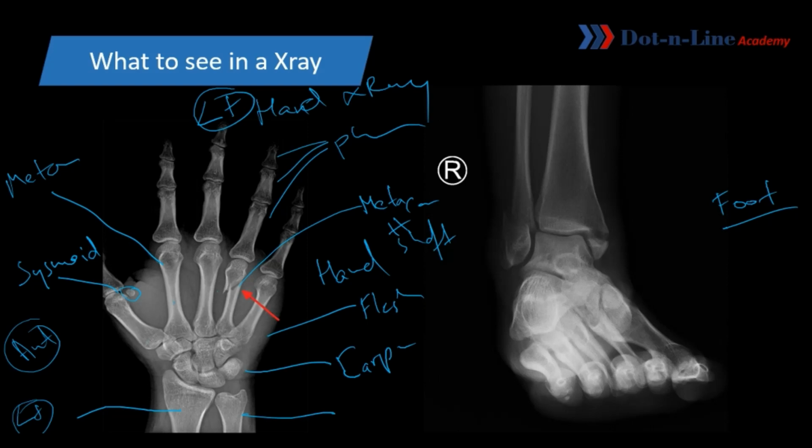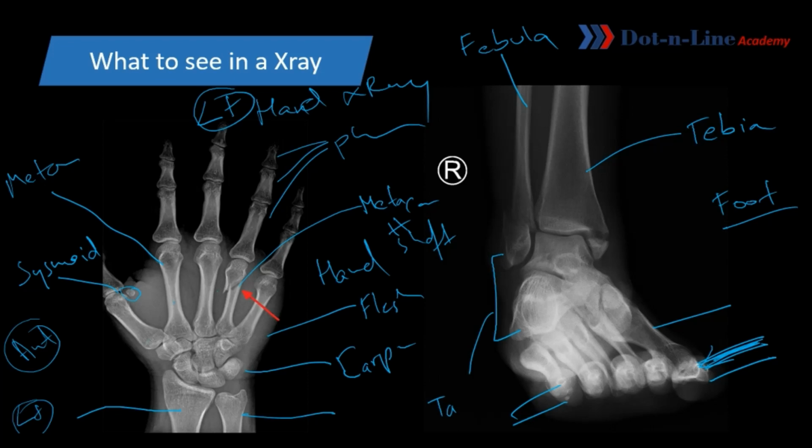This is the X-ray of foot. This is tibia. This is fibula. These are the metatarsals. These are the phalanges. These are the phalanges. These are the tarsals. These will be not carpals. These will be metatarsus. So what is the defect here?